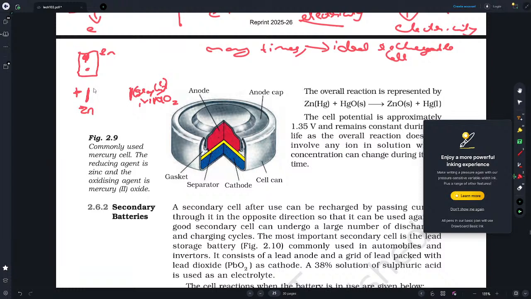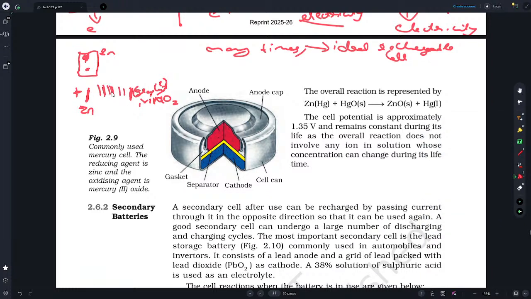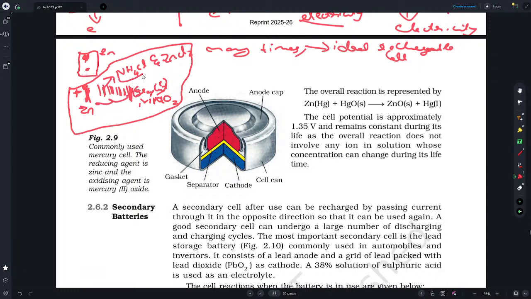In between is a paste of ammonium chloride and zinc chloride. This is the basic representation of the battery, where zinc is the anode, graphite is the cathode surrounded by manganese dioxide, and the space between is filled by ammonium chloride and zinc chloride.